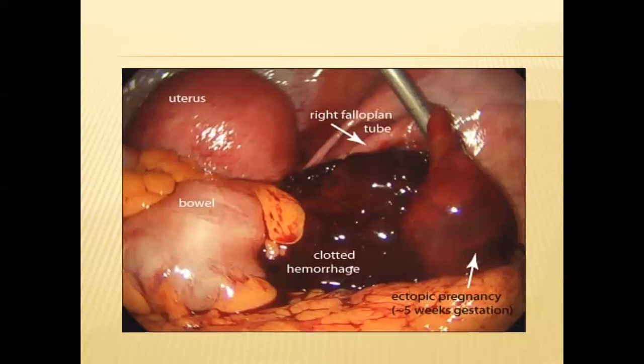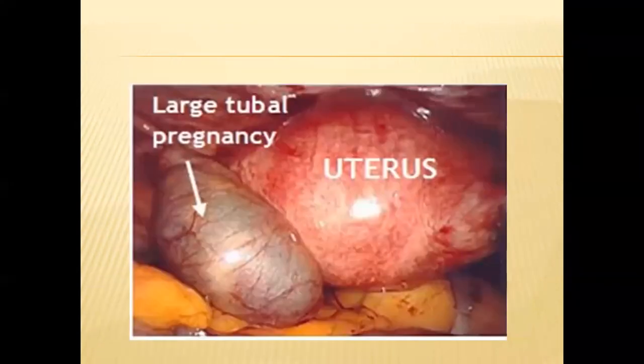When an ectopic pregnancy is ruptured anywhere in the female genital tract or any other part, it can lead to excessive hemorrhage and it can lead to shock. Another picture, a large tubal pregnancy, where you can see the uterus, and you can compare the size of the tube. So this is another picture of tubal pregnancy.